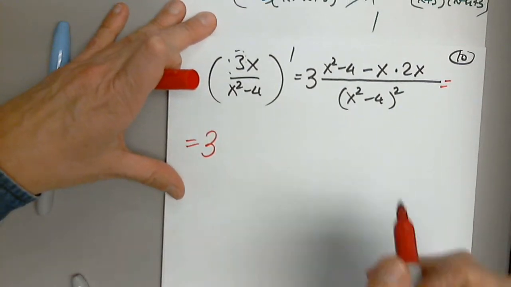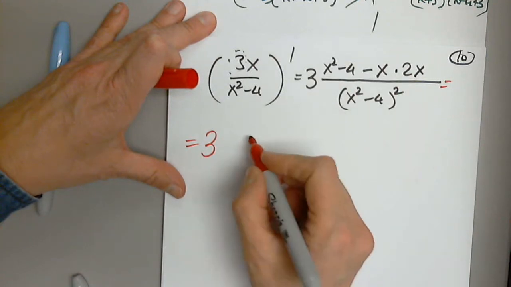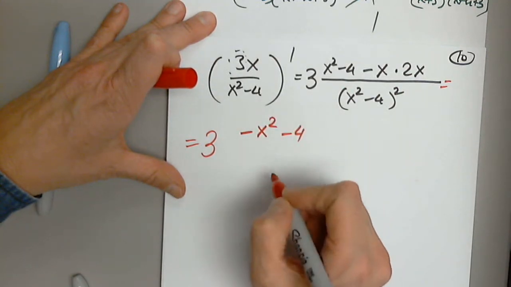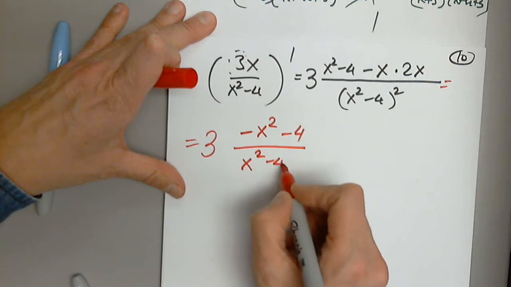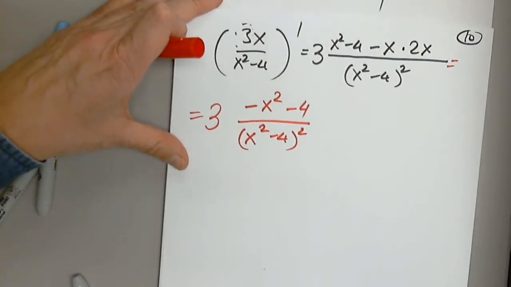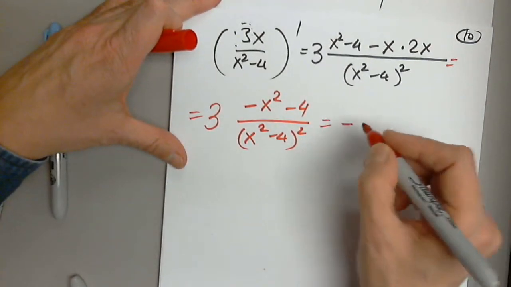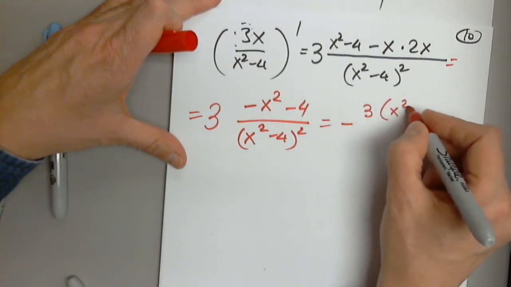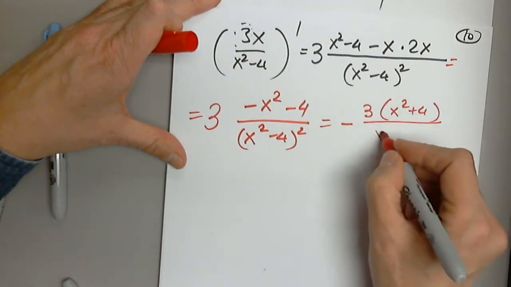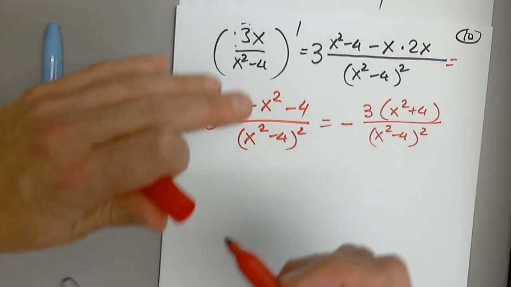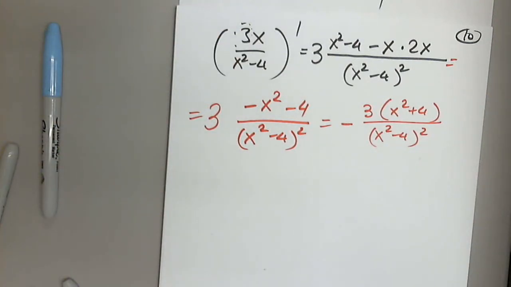3 can still stay outside. X squared minus 2x squared is negative x squared and minus 4. X squared minus 4 squared. All I can recommend is put the minus in front and the 3 and x squared plus 4 over x squared minus 4 squared. This is useful for the next chapter. That simplification is useful.